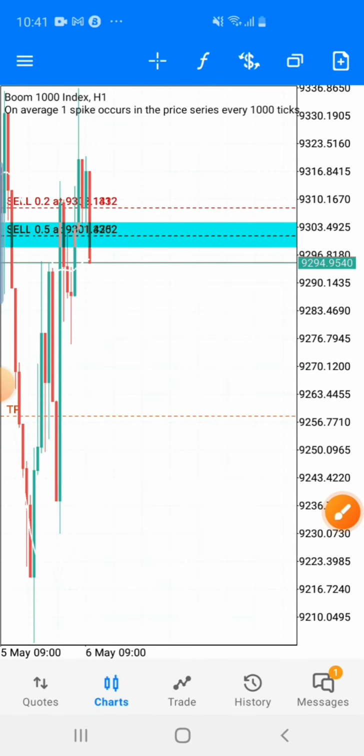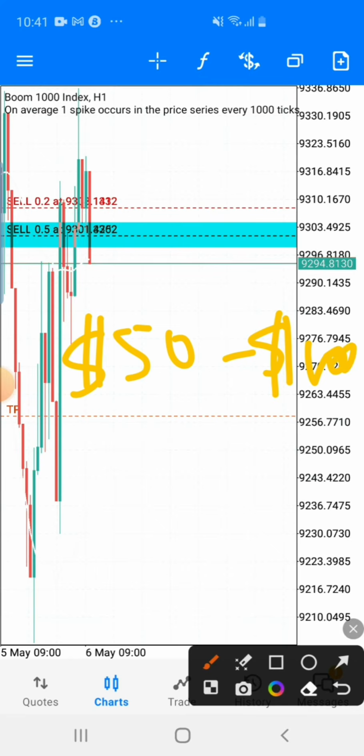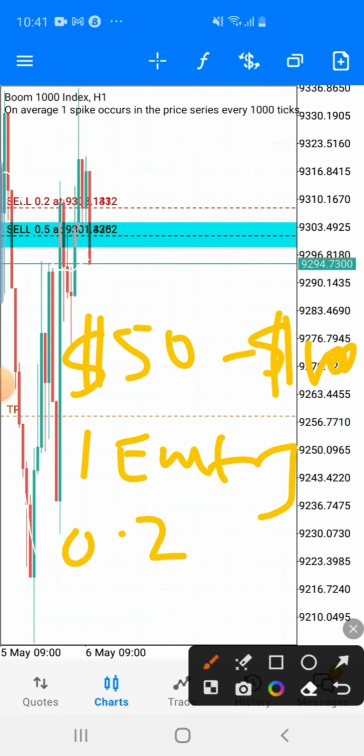Now you know that you are going to be taking a higher risk, right? So that you'll be able to flip that account. You can't be flipping accounts, let's say from $50 to maybe you want to flip it to $100 in one trade, and you are making just one entry. You are making one entry with 0.2. Man, even in 1 week you will not be able to flip these accounts, right?